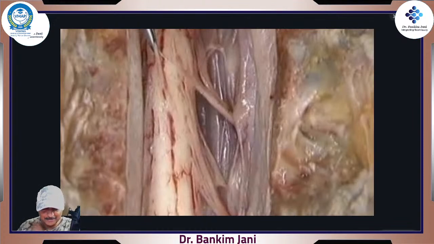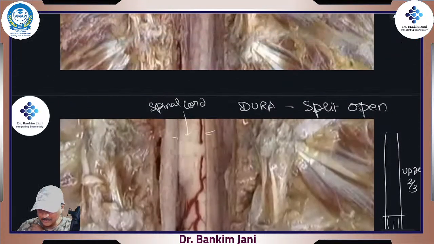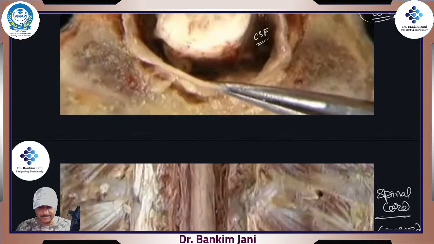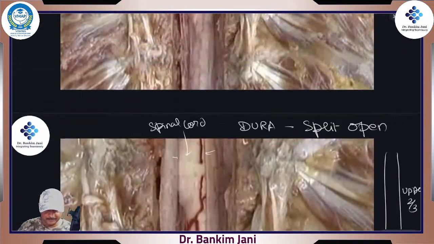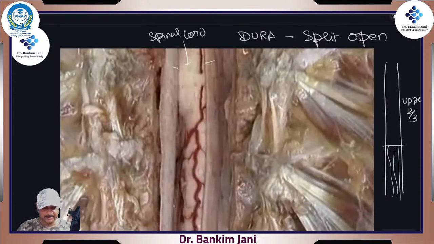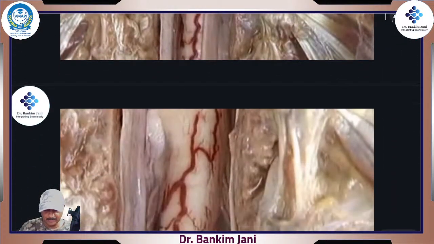It is crystal clear, seen in front, because that's what we talked about over here. We have just opened this dura mater, so this is the epidural space, just underneath the dura. That's where the blood vessels are. See the dura covered. We cut the dura, and the blood vessels are out. We can see the blood vessels.